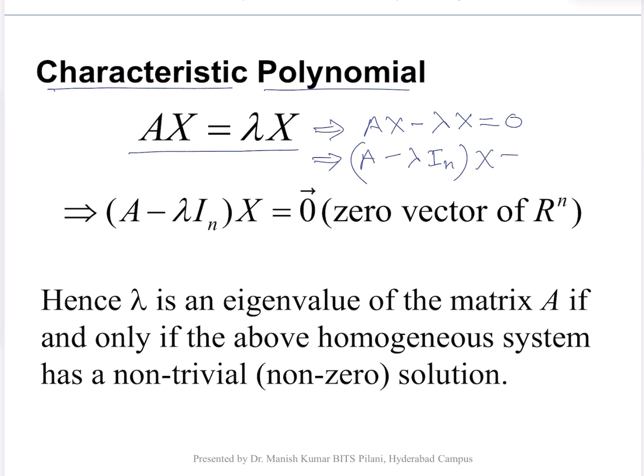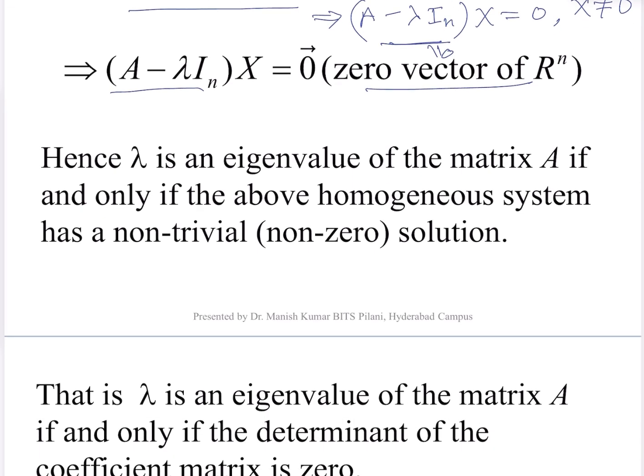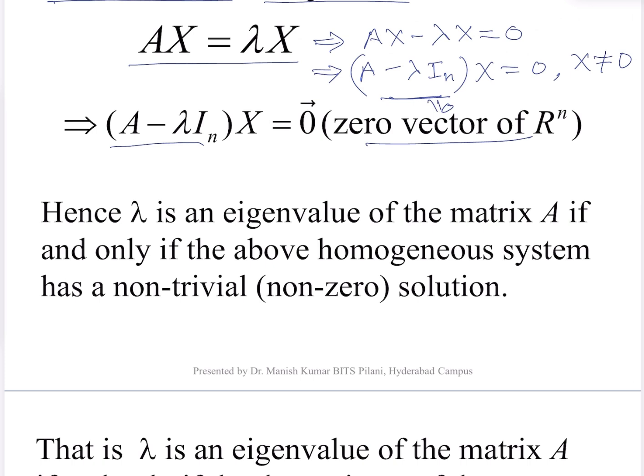If I take x common, A minus lambda times the identity matrix of the same size, times x, will be 0. This equation says x is non-zero, so what is the guarantee? This factor must be 0. So (A minus lambda I) x equals 0, where 0 means the zero vector of Rn. Okay. So hence lambda is an eigenvalue of the matrix A if and only if the above homogeneous system, which you can consider like the Bx equals 0 type, right?